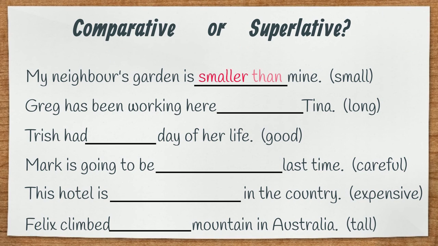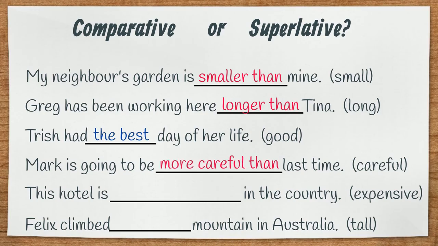My neighbour's garden is smaller than mine. Greg has been working here longer than Tina. Trish had the best day of her life. Mark is going to be more careful than last time. This hotel is the most expensive in the country. Felix climbed the tallest mountain in Australia.